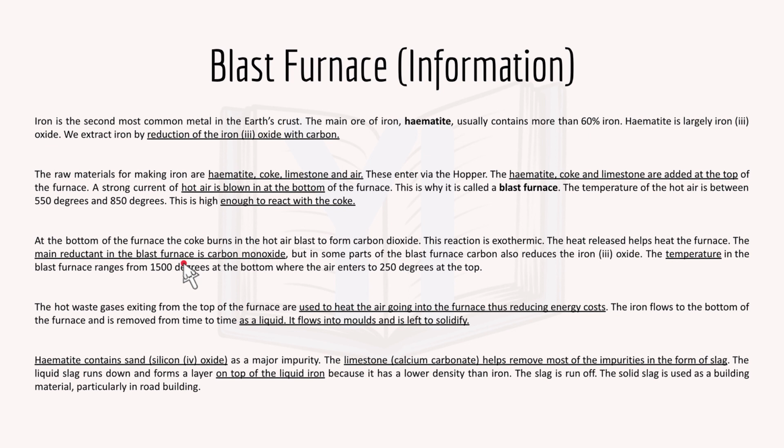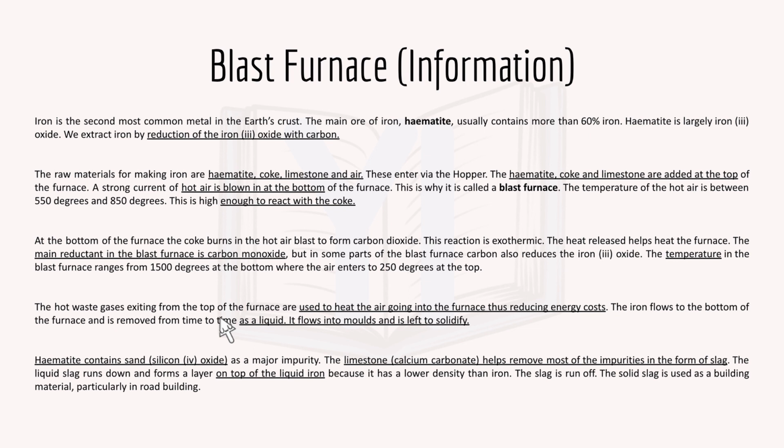And the main reductant in the blast furnace is carbon monoxide, as it reduces the Fe2O3. And in some parts of the blast furnace, the carbon also reduces iron(III) oxide directly. The temperatures in the blast furnace range from 1500 degrees at the bottom, where the air enters, to 250 degrees at the top. And the hot waste gases exiting from the top of the furnace are used to heat the air going into the furnace, thus reducing energy costs. So energy cost is quite an important factor.